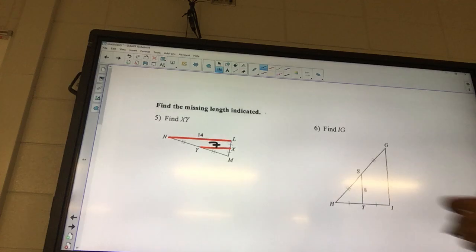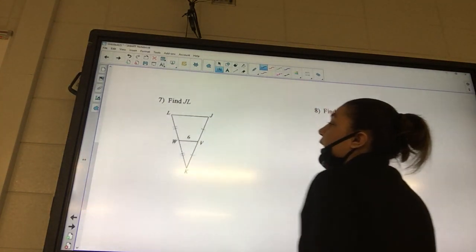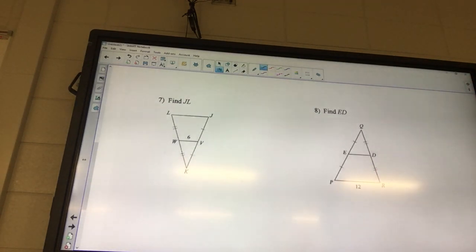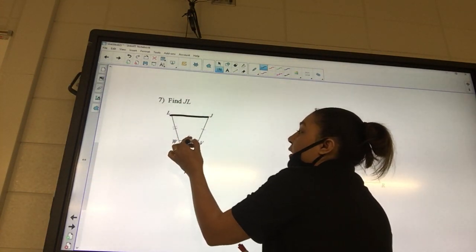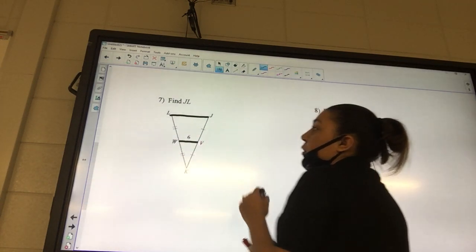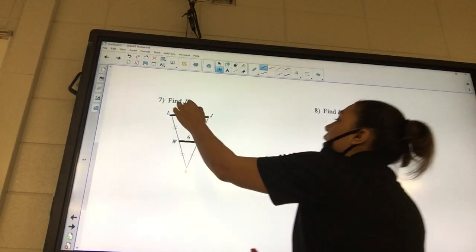Okay, let's look at the next one. JL. So JL, and then we're given one that is WV, which is 6. WV is the small one and it's 6, so what does the big one have to be? 12.